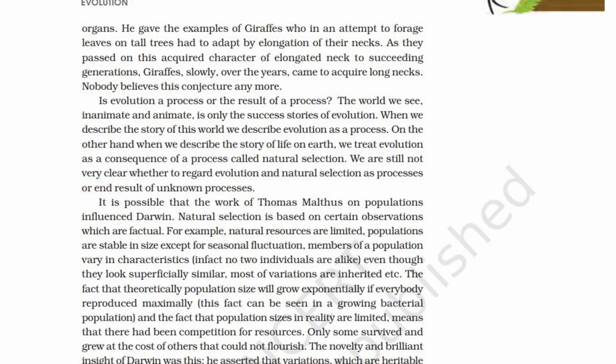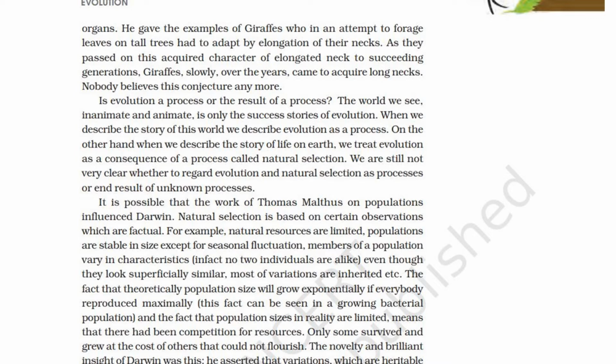He gave the examples of giraffes who, in an attempt to forage leaves on tall trees, had to adapt by elongation of their necks. As they passed on this acquired character of elongated neck to succeeding generations, giraffes, slowly, over the years, came to acquire long necks. Nobody believes this conjecture anymore.